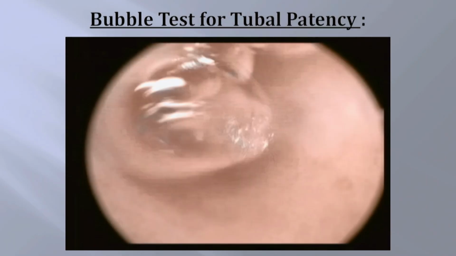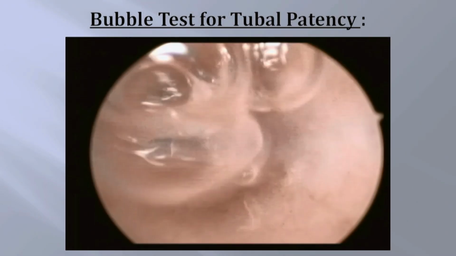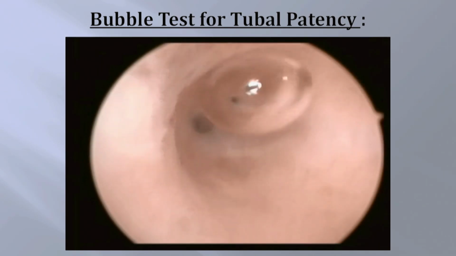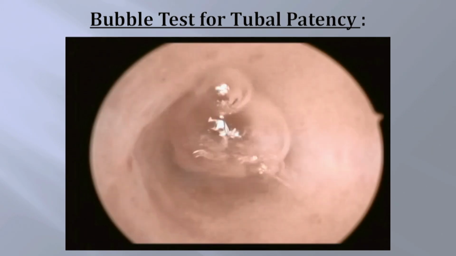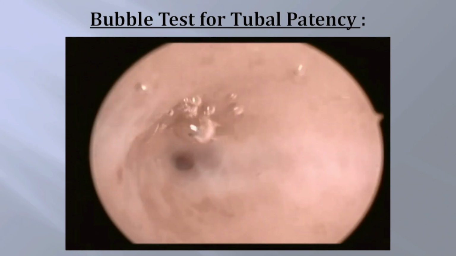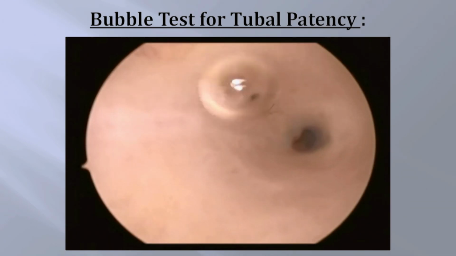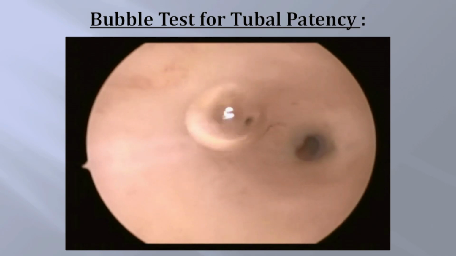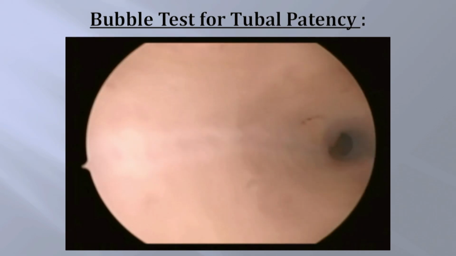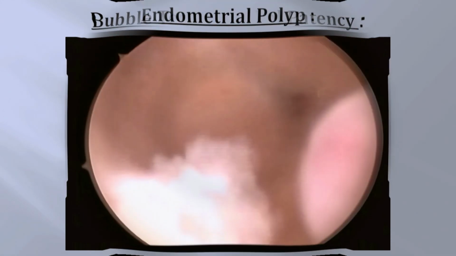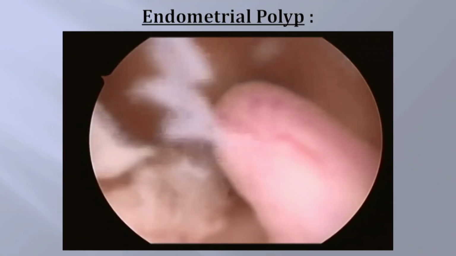Now, this is another video of the bubble test. What is the bubble test? Without putting in a scope, you can just see whether the fallopian tubes are patent or not. You can just put in the bubbles, and bubbles entering into the cornual end make you understand that the fallopian tubes are patent. Here you can see the bubble has disappeared into the cornual end. That means the fallopian tube is patent because the fluid is going into the abdominal cavity.